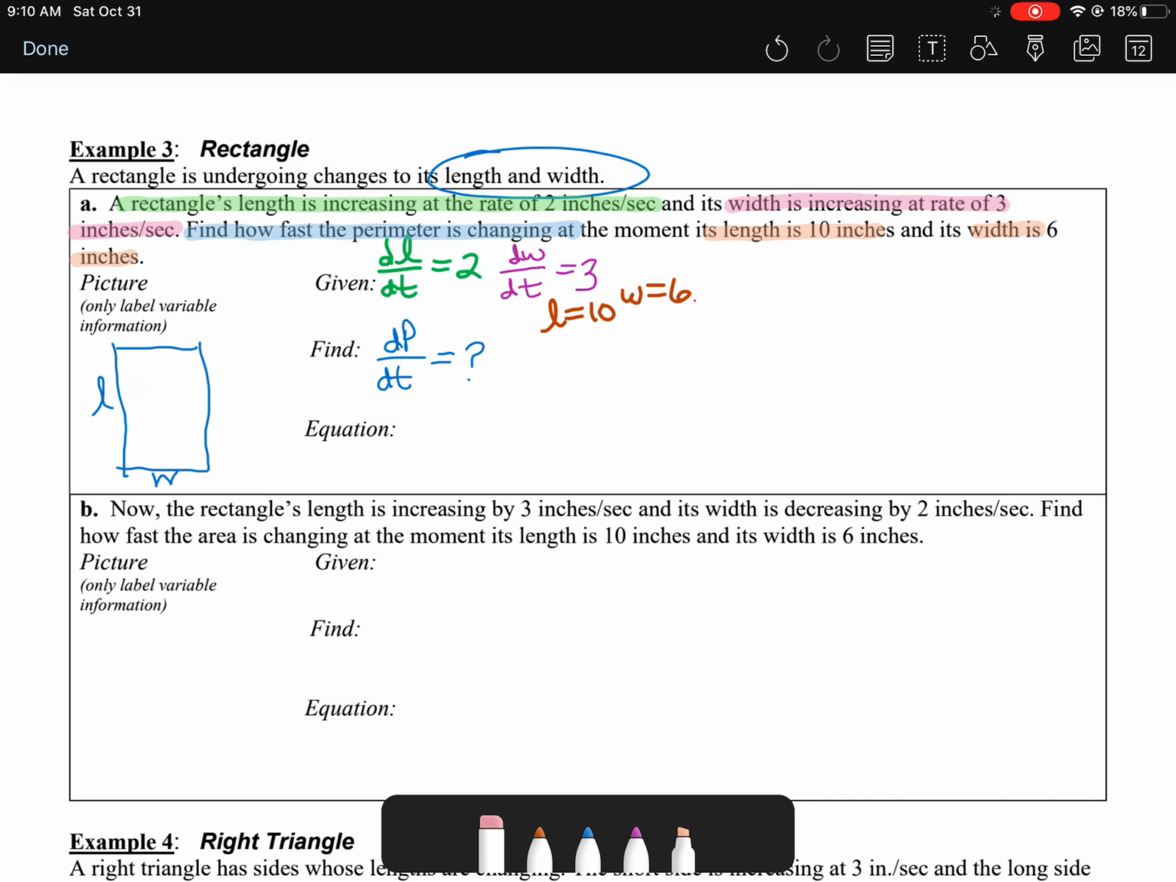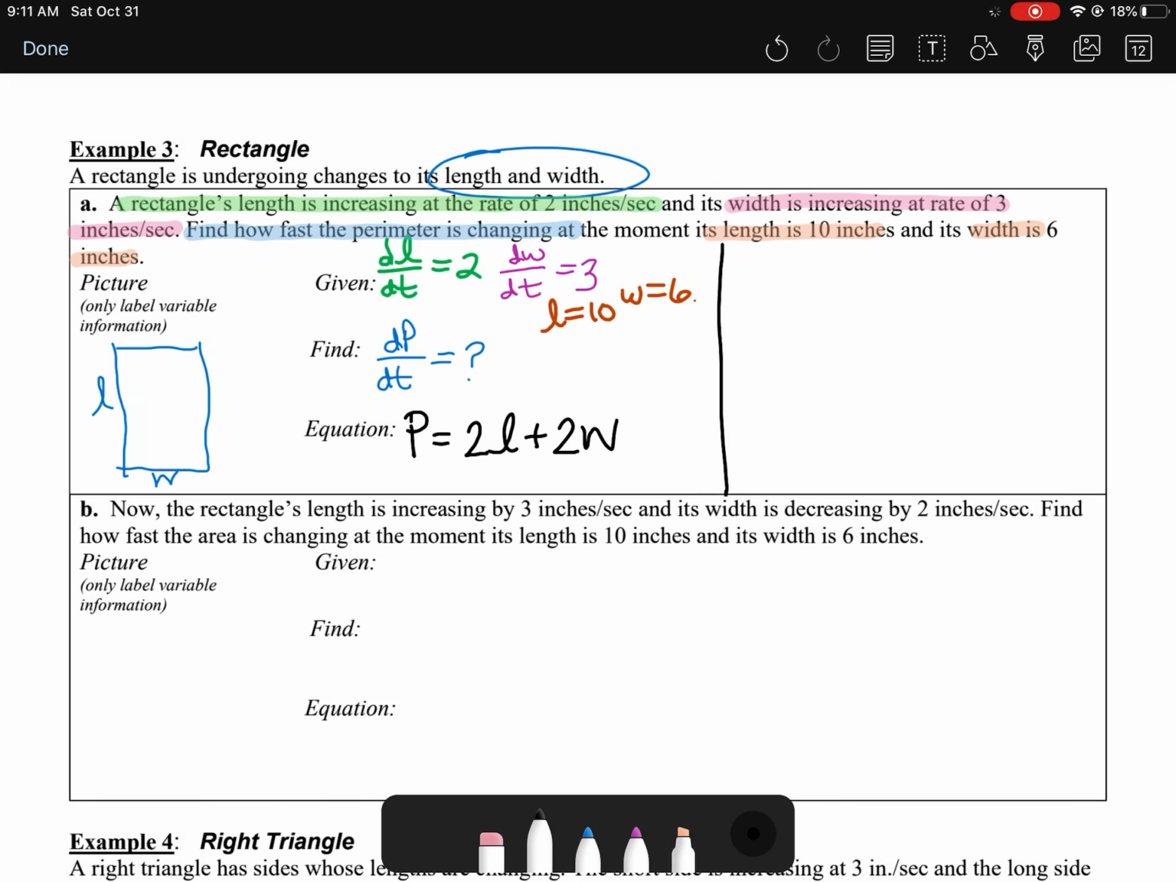Well, I'm talking about the perimeter and a rectangle, so I'm going to use the equation of the perimeter of a rectangle. The perimeter of a rectangle is equal to 2L plus 2W. So now we can go ahead and solve. Remember, we're trying to find the rate at which our perimeter is changing, so I need to take the derivative of this equation.